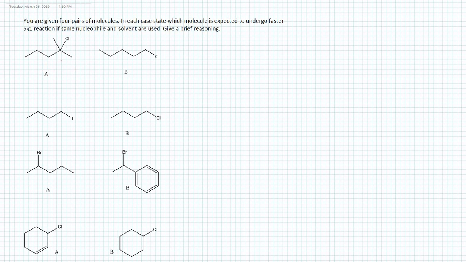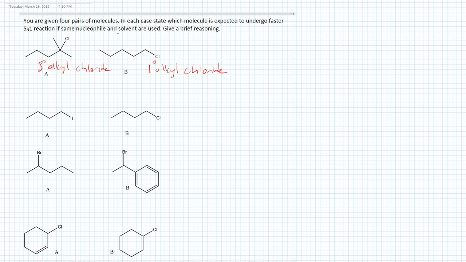In the first pair, we have 2 halides, 2 alkyl chlorides. One is a tertiary alkyl chloride and the second is a primary alkyl chloride. Let's write this. So this one is a tertiary alkyl chloride and the second one is a primary alkyl chloride.